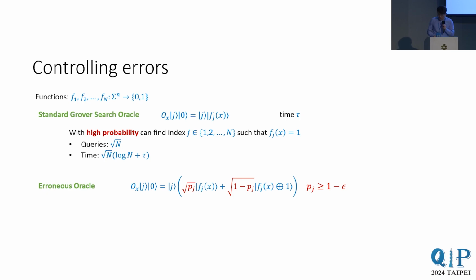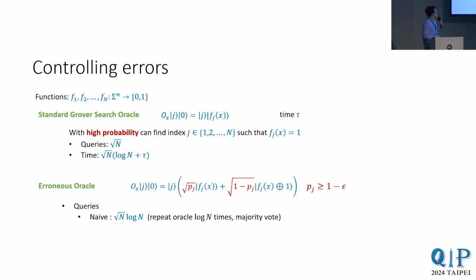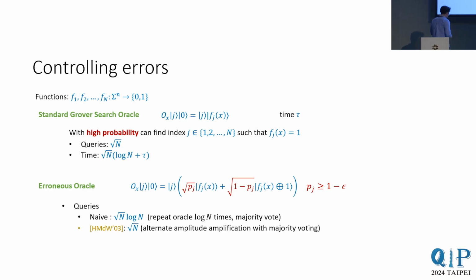But now we have an erroneous oracle, which means the query is not always perfect. Naively, we can repeat this oracle many times and do a majority vote, but it turns out square root of n times log n queries can solve this problem. What I want to tell you is that in 2003, Hoyer, Mosca, and de Wolf proved that square root of n queries is actually enough to solve this problem.